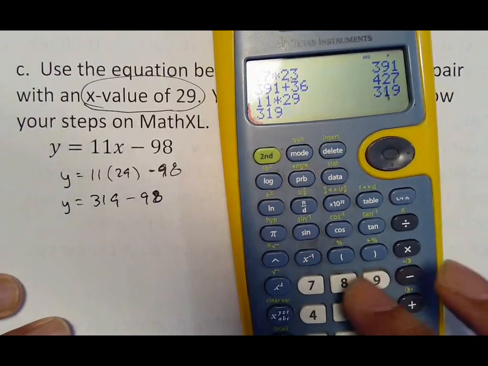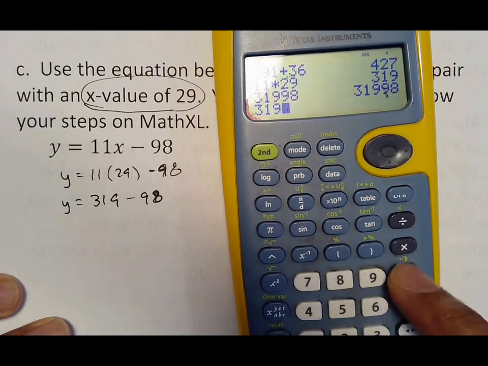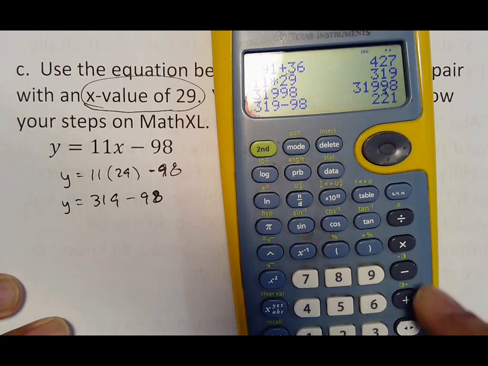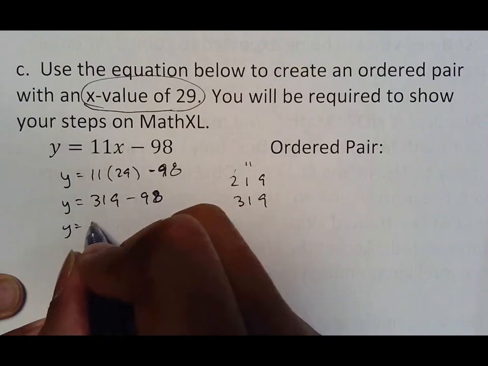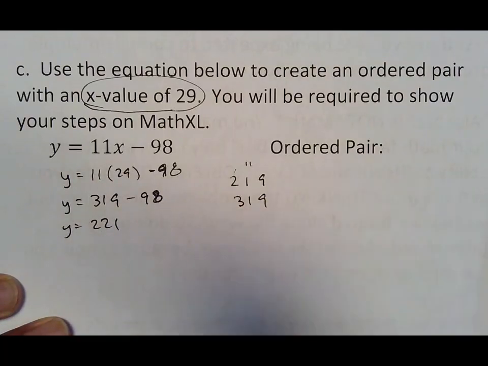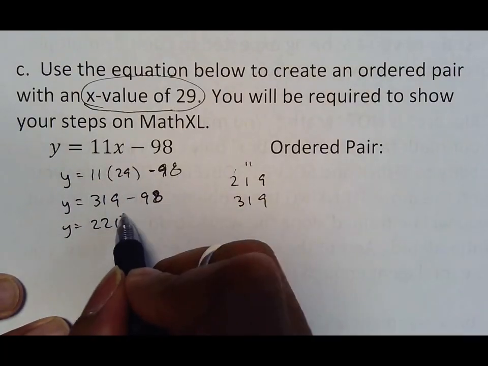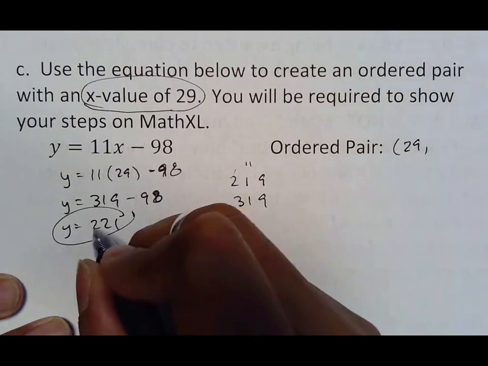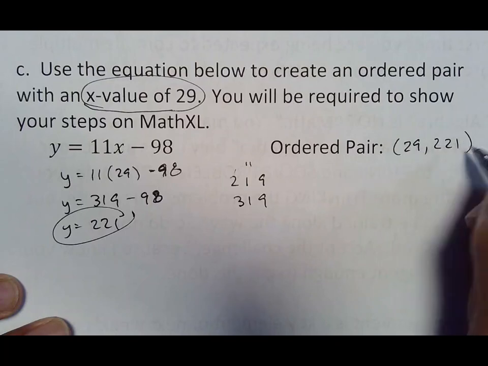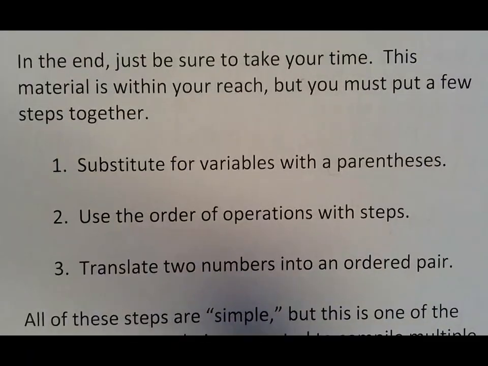Number 2, we're using the order of operations with steps. If you think about order of operations, I've been making you show your steps all year, and that's probably why some of you don't like it, is because I make you show all the steps. But again, you've done that. And then translate two numbers into an ordered pair. Well, that was all the way back to this part, which is where we had our x value and y value. So the process itself does have multiple steps, but it's stuff that you've been taught to do.